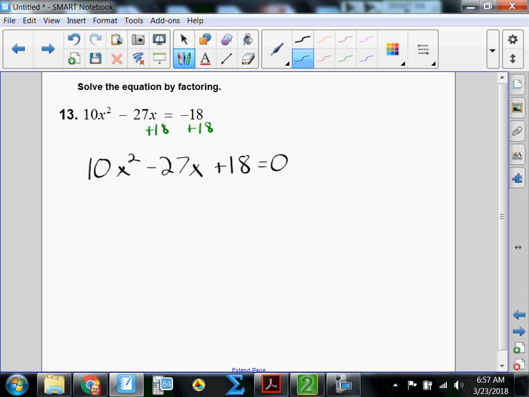But as I look at 10, my only factors are 2 and 5, and neither one of those factors is in the number 27. So there's no common factors here, so I have to go straight to my parentheses.